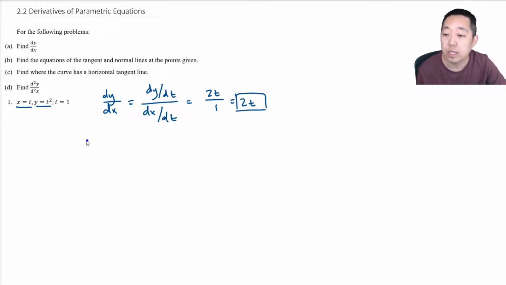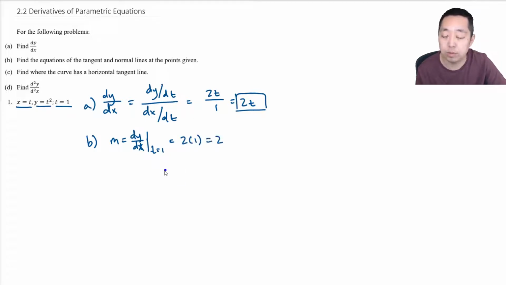Okay, so that's A. B, find the equations of the tangent and normal lines at the points given. So at t equals 1. Remember, for any line you need to create, you need a point and you need a slope. dy/dx tells me the slope. So I know the slope of my line is dy/dx evaluated at t equals 1, which is 2 times 1, which is 2. That's the slope for the tangent line. For the normal line, the slope would be the negative reciprocal, so it'd be negative 1/2.